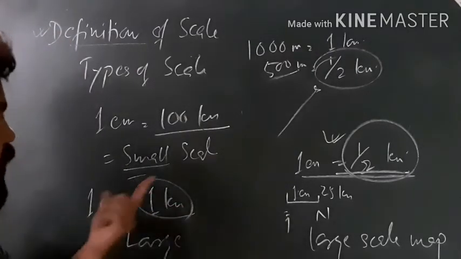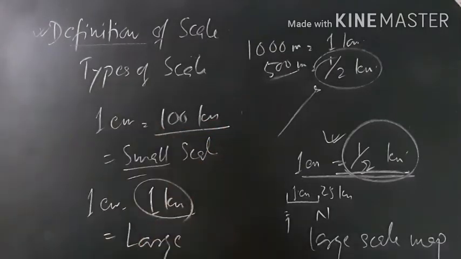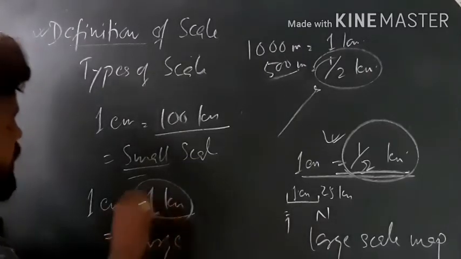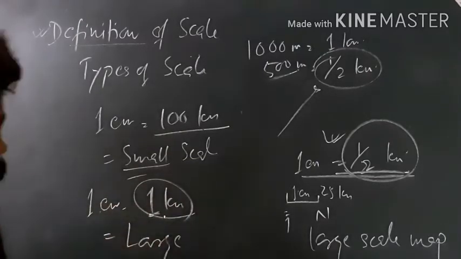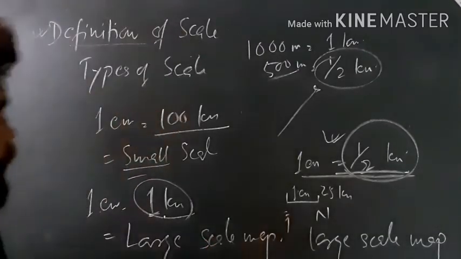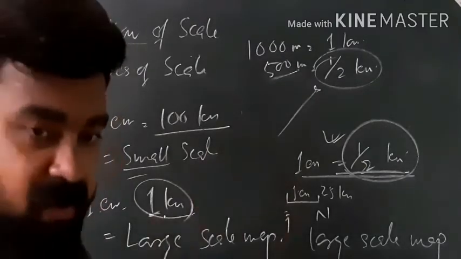If within 1 centimeter we are putting 100 kilometer, then it is not very large. It will mean capturing so many areas. But if we represent 1 centimeter is equal to 1 kilometer, then what will happen? It is a very large scale map. Concept clear? If the concept is not clear, then just ask me in the doubt clearing session.